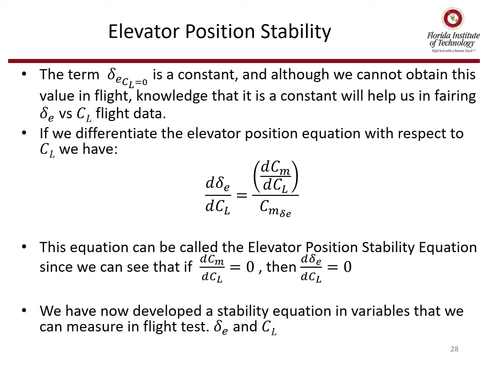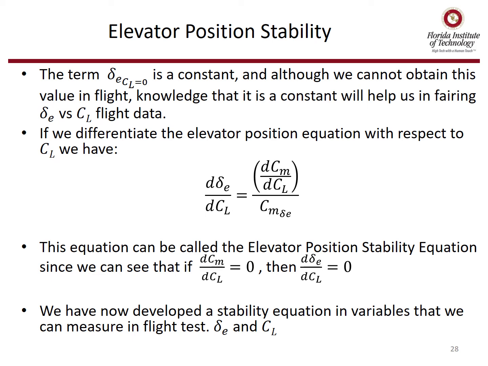If we differentiate the previous equation with respect to CL, we get this equation. Now we have d delta E dCL on the left-hand side, and dCm dCL on the right-hand side divided by C sub m delta E. This equation is called the elevator position stability equation, and we see that the only way the left and right hand side are 0 is when dCm dCL is 0, or vice versa, d delta E dCL is 0. That's the only way they're both going to be 0.